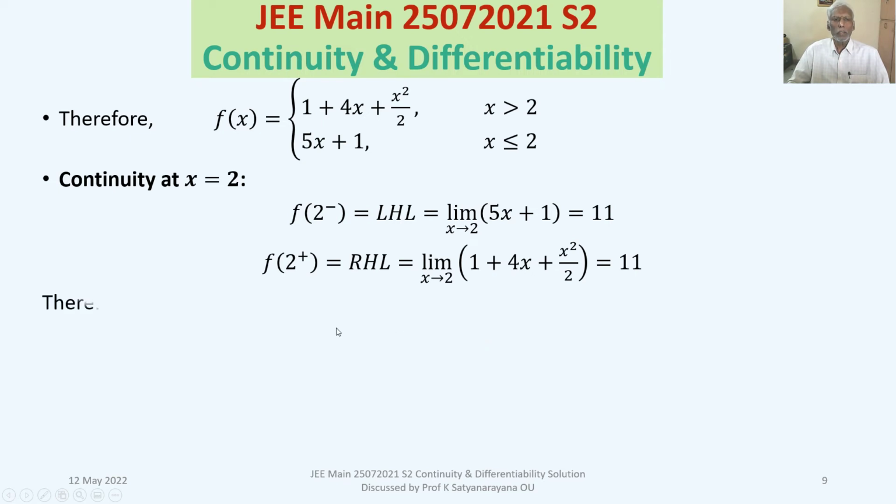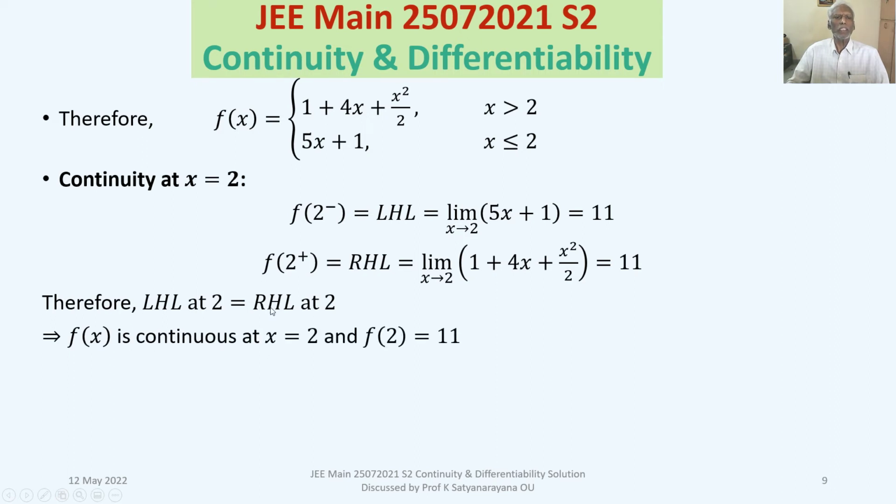So therefore the left hand limit at 2 and the right hand limit at 2 are equal. Therefore f of x is continuous at x is equal to 2, and moreover f of 2 is the common value, that is 11. So f of x is continuous at x is equal to 2 and f of 2 is equal to 11. That is the continuity at x is equal to 2.